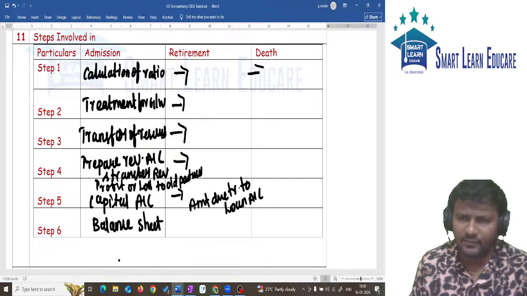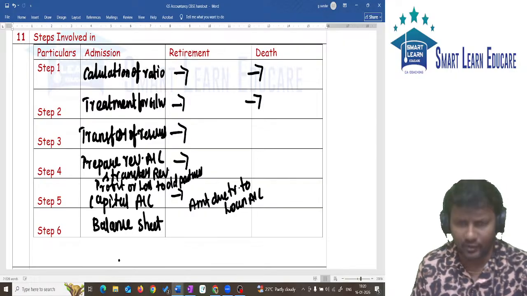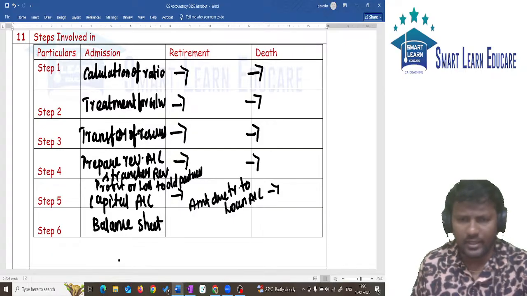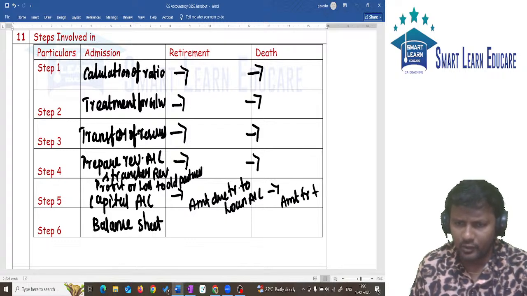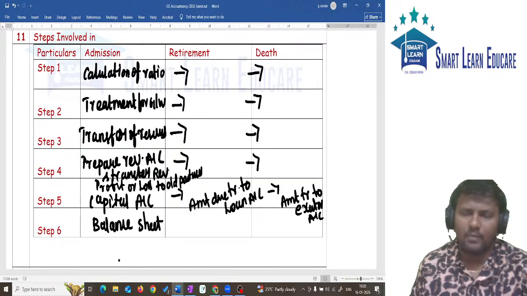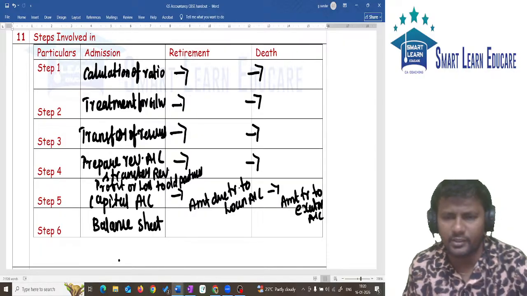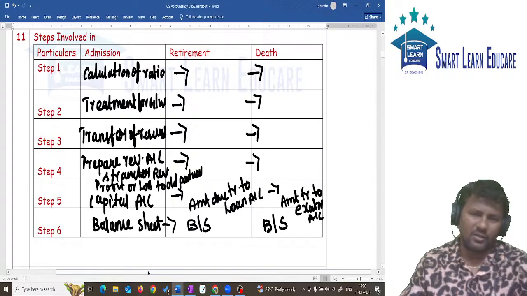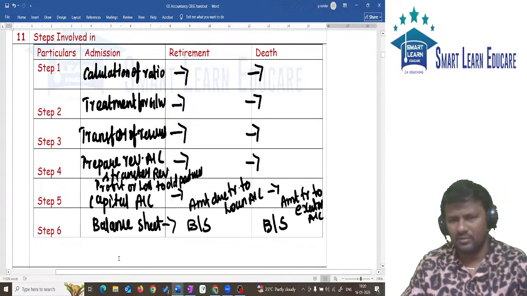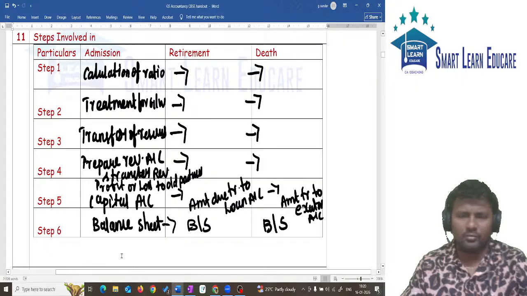Death of partner, same steps: calculation of ratio, treatment for goodwill, transfer of reserve, revaluation account, same. But here the amount due to the retiring partner is transferred to executor account, and the balance sheet is to be prepared. The last step is the same, balance sheet. But questions on the balance sheet are not very common. Predominantly capital and revaluation are what they ask as questions in the exam.